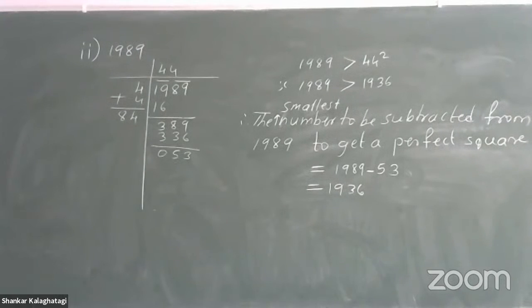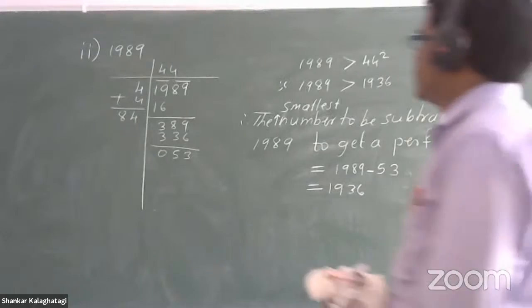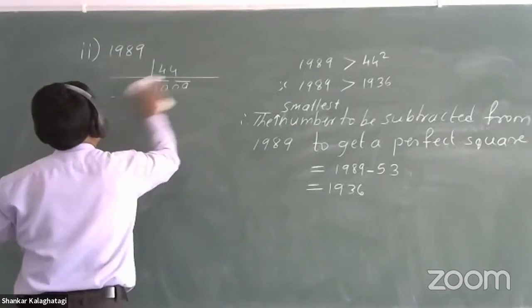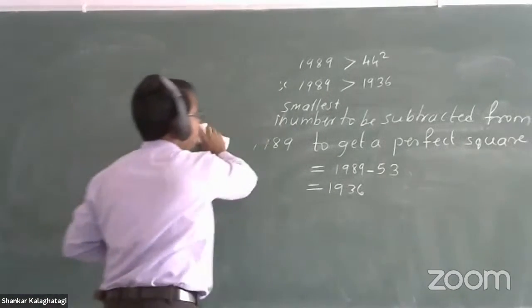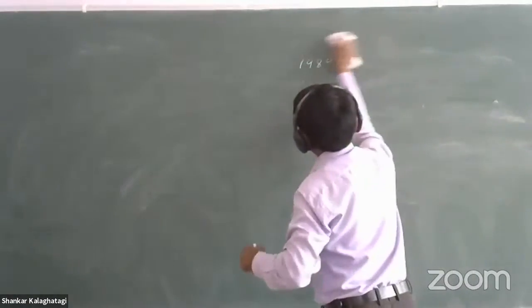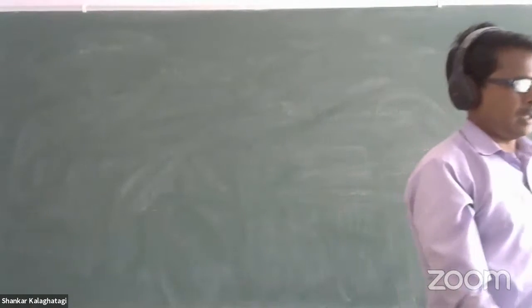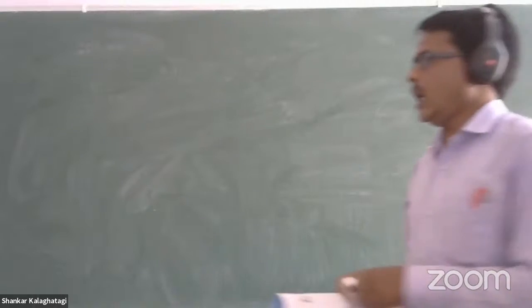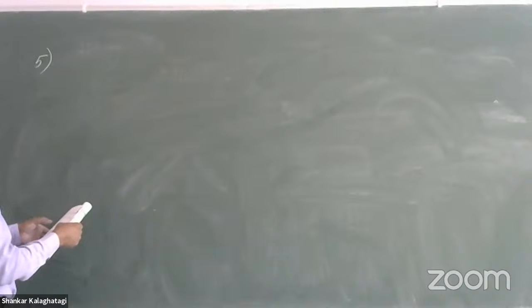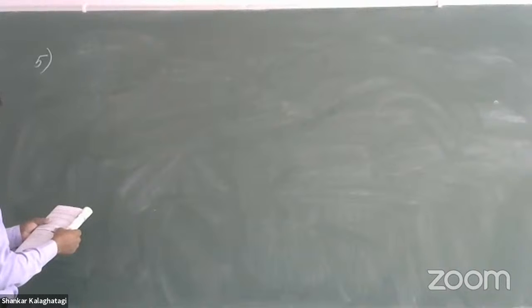Question number 5. Here, in the previous question, we were asked what to subtract. In question number 5, it is to be added. The smallest number to be added to get a perfect square. Find the least, means smallest, number which must be added to each of the following numbers so as to get a perfect square. Also find the square root of the perfect square so obtained.